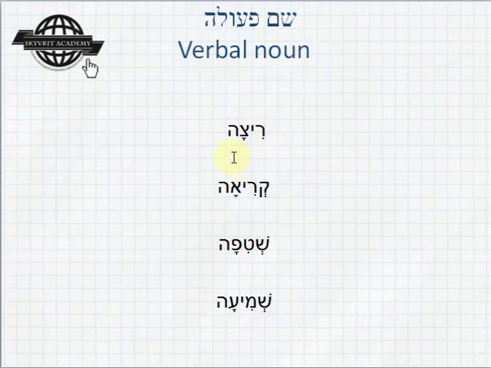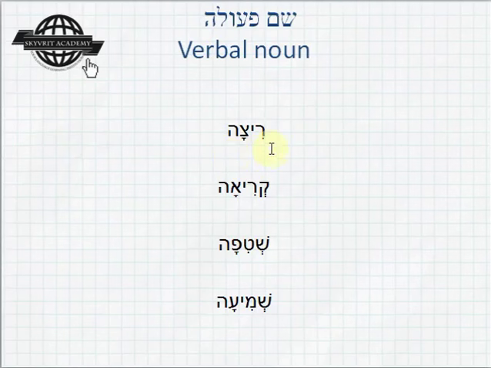If you remember, we said that binyan is simply a general term. I don't want you to get panicked because of the name. This is just a name, okay? Refer to this as just a name for groups. What kind of groups? Verbal groups. Groups of verbs.